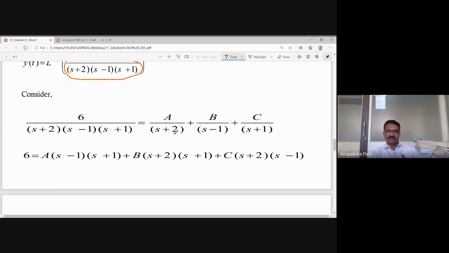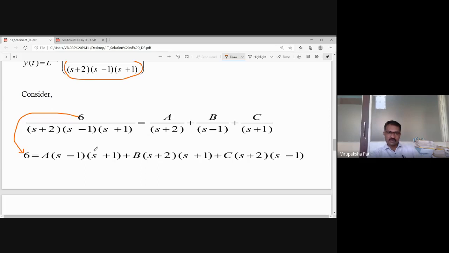Therefore, now take the LCM here. If you take the LCM, what happens? The LCM will be s plus 2 into s minus 1 into s plus 1. So this and that will get cancelled. That step I have skipped here, so directly we will write here. If you take the LCM and do the cancellation, from the LHS you are left with only 6, and from the RHS you have to multiply a.